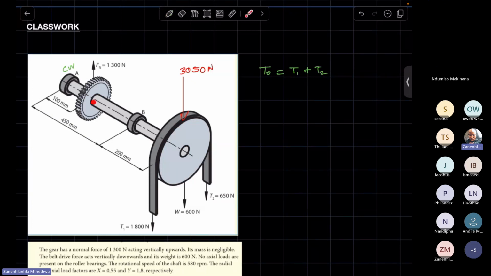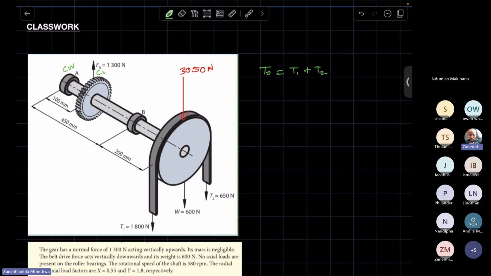Then we have the normal force. It is also pointing upwards. We are taking moments about B, so this would be the turning effect that this has towards B. Now is that clockwise or anti-clockwise? It's also clockwise.